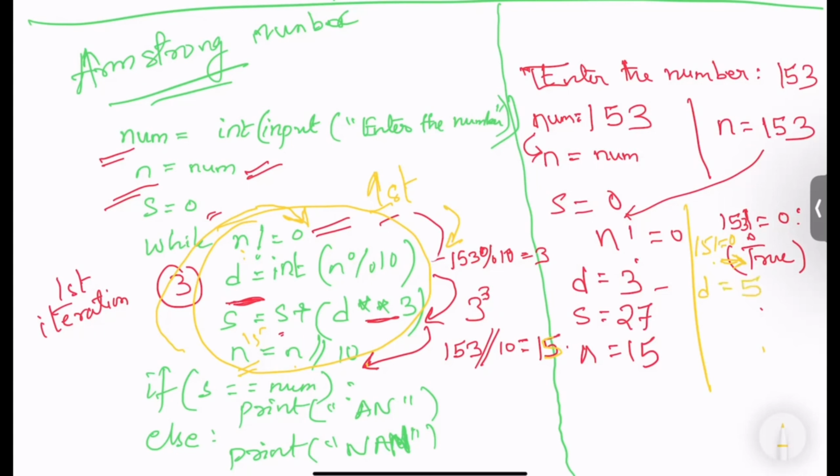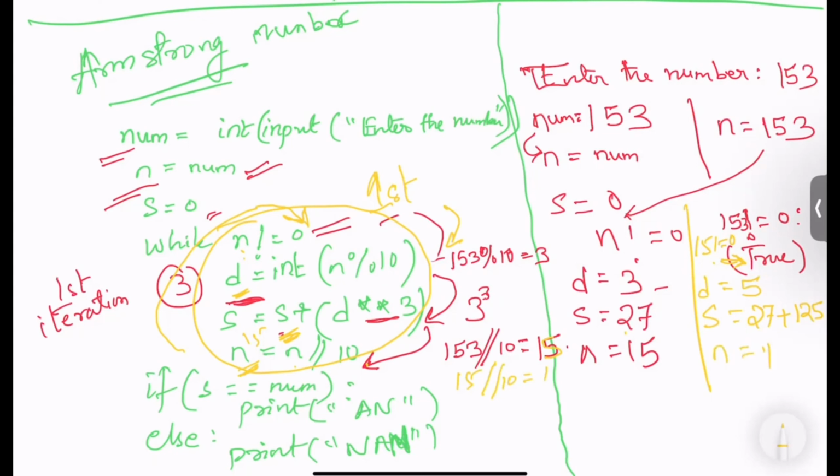So D will be 5. Similarly, S will be 27. S was 27, so S equals 27 plus what was D in the second round? 5. So 5 cube, so 27 plus 5 into 5 into 5 is 27 plus 125. Now N is 15, so N equals 15 by 10, that is 1. In the second round, 15 by 10 is 1. So now N is 1.